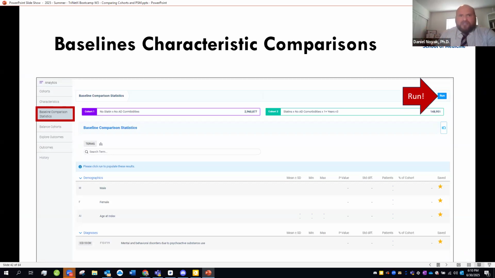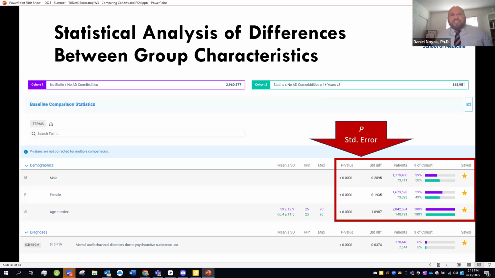And what this is going to allow you to do when you move on to this window down here called baseline comparison statistics, and you hit the run button, is it's basically going to tell you how different these cohorts are from each other using a t-test, right? Or sorry, in this case, a z-test, because it's a little more robust against large numbers. You all might recognize our good friend, the p-value: is the difference between these two groups statistically significant? You're also going to get our old friend, standard difference.